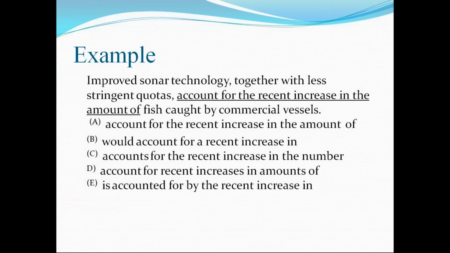Yes, so that would be C. Now, if you had not together with, but and, and you remove the comma, then improved sonar technology and stringent quotas account for, that would be correct, because you've got two things. They account for. So that's counted as two equal things. But when you have it like this, improved sonar technology, together with less stringent quotas, you're just counting that as one subject. And you would say it accounts for.